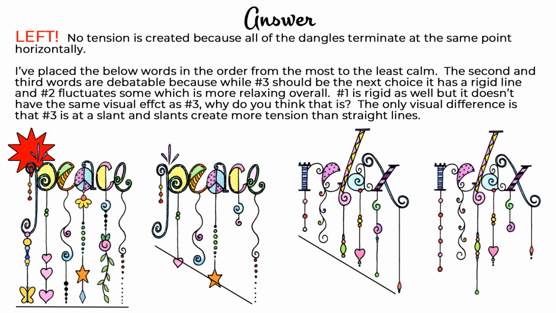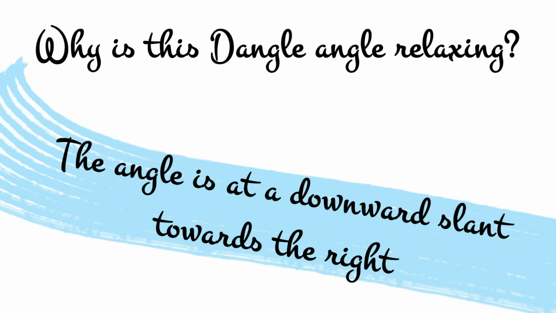Now, the center two, I was very tempted to put relax first and then peace. But the more I looked at them, the more I decided the word peace was a little more relaxing. And that's because even though it does go at a downward slant, it's not a perfect downward slant, it's more relaxed in its appearance. So that's why I picked number 2, but I'd really like to know what you think. If you think that it truly is the next most relaxing one, or if you think the third one is the most relaxing one.